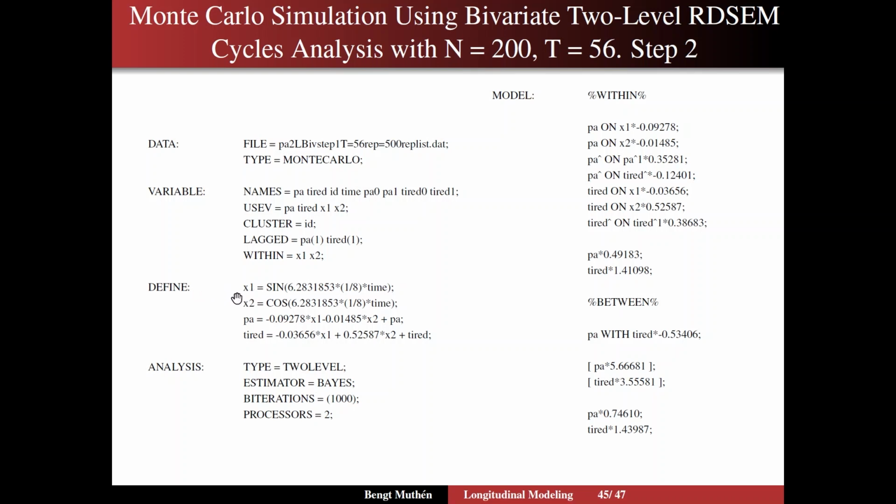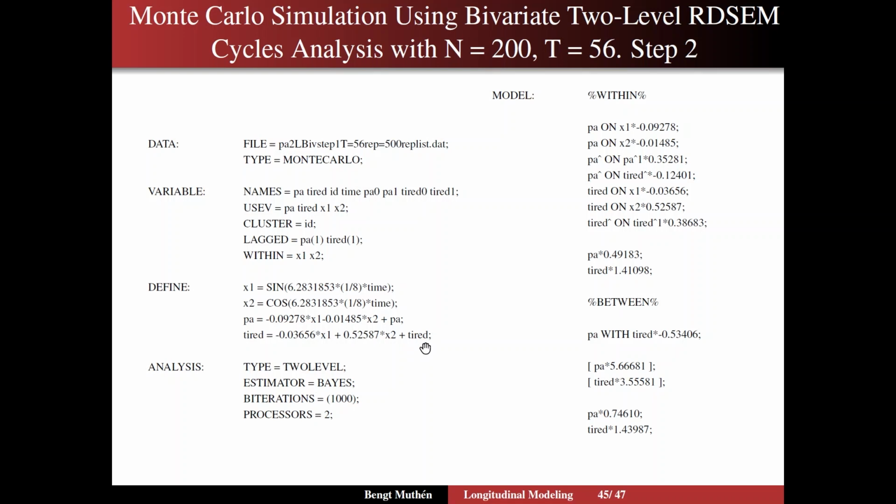And so in define, you have the usual x1, x2 with time coming from the names list up there. And here, PA, the full PA, the residual of PA that we generated in step 1, and then the fixed coefficients, no longer a variable, multiplying x1 and x2. And those values are taken from a real data run. Similarly, tired has fixed coefficients taken from a real data run, and adding the tired residual.